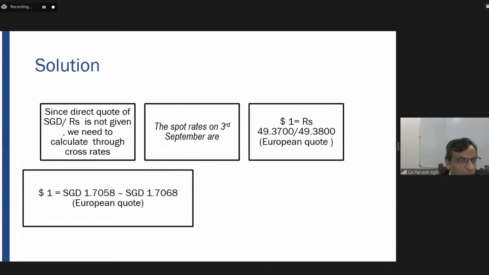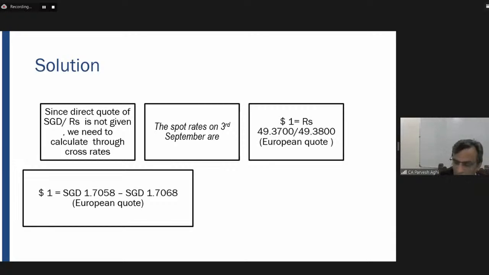So now the second quote is also given here. $1 is equal to Singapore dollar 1.7058, 1.7068. Now this is also a European quote. So both the quotes given are European. So I told you, one quote has to be American to really multiply and get the answer. So we'll just work on it later.